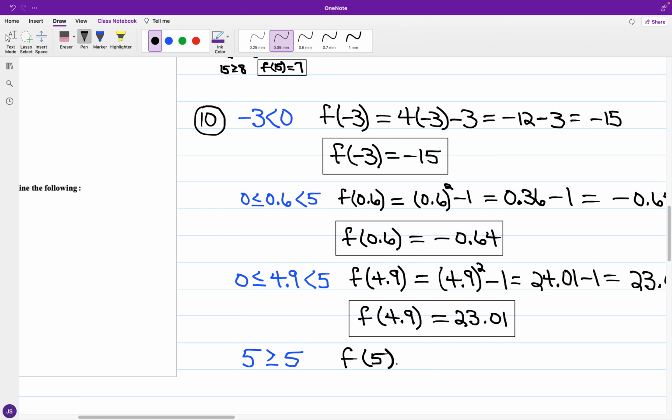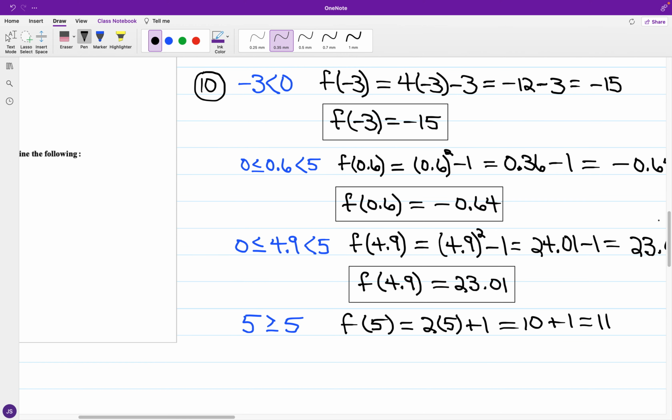So for f of 5, this will come out to 2 times 5, plus 1. 2 times 5 is 10, plus 1 is equal to 11. So we have f of 5 is equal to 11.